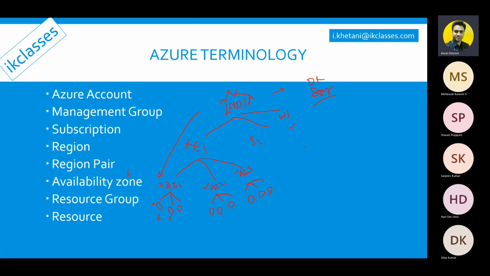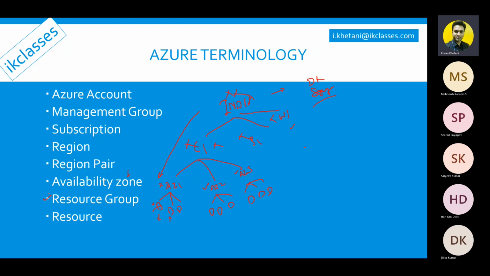Now, there are very few chances of a geography failing, okay, because at one time you cannot have all the regions down. So it's very unlikely. So you have to architect your application, or your infrastructure, in such a way that even if something happens to one region or one data center, you still have your application running. You still have your data running. Okay.